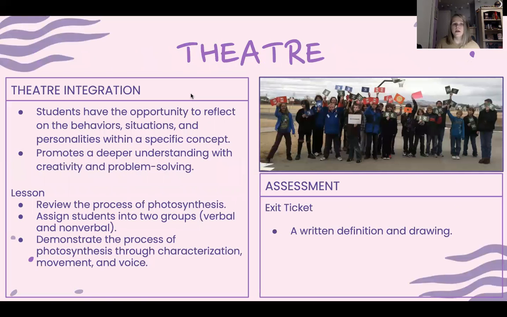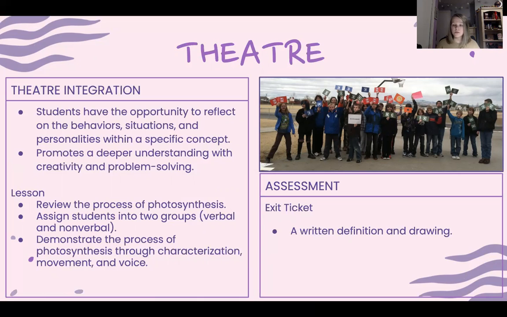For my theater integration, I just wanted to post some benefits. Students have the opportunity to reflect on the behaviors, situations, and personalities within a specific concept, and it promotes a deeper understanding with creativity and problem solving. You wouldn't think that photosynthesis could be acted out or role played, so it causes students to dig deep in how they want water to be represented, how they want the roots to be spread, and who wants to be the sun. It takes a little creativity and problem solving to figure out how that's all going to work within a small group. As for the lesson, it is a review of photosynthesis.